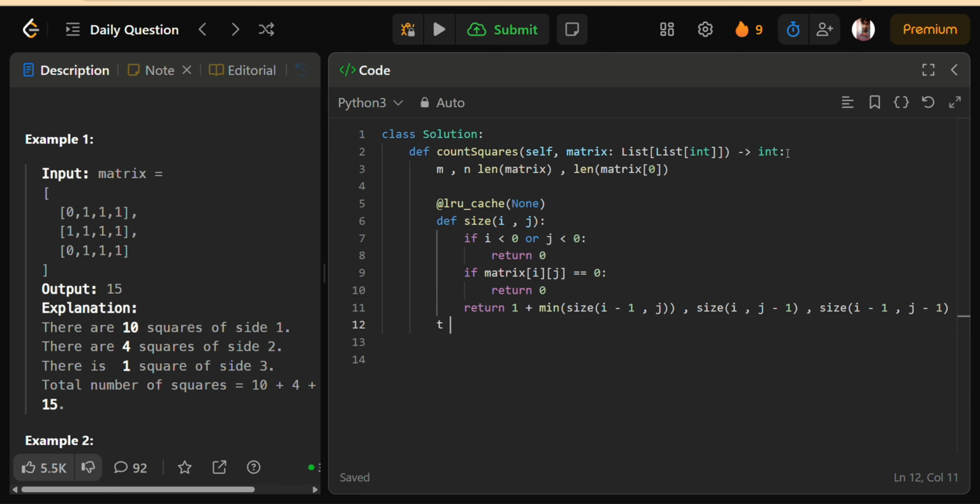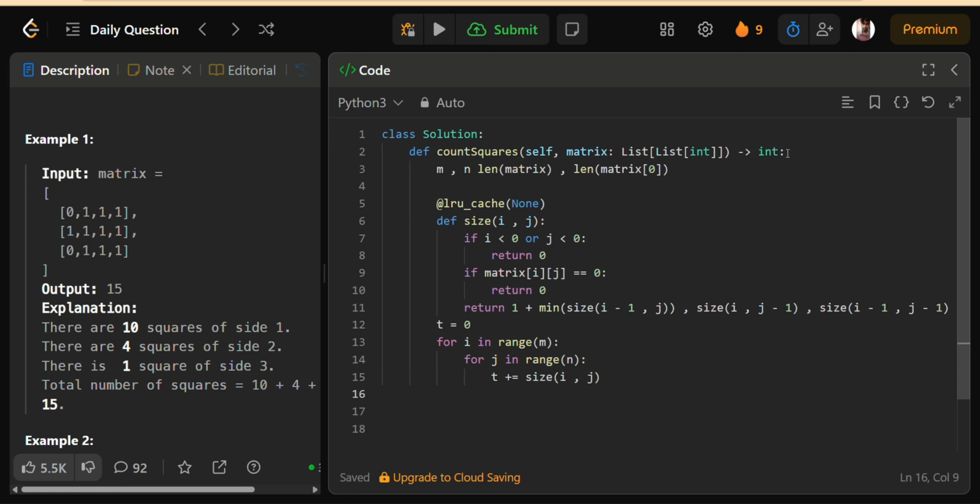This problem is a classic example of how dynamic programming works in grids. Instead of brute forcing every possible square, which would be too slow, we reuse answers from smaller subproblems to build larger ones. Also, the same concept is very similar to the largest square submatrix problem or finding the maximal square of ones. Once you understand this recurrence, you'll be able to tackle those variations easily.